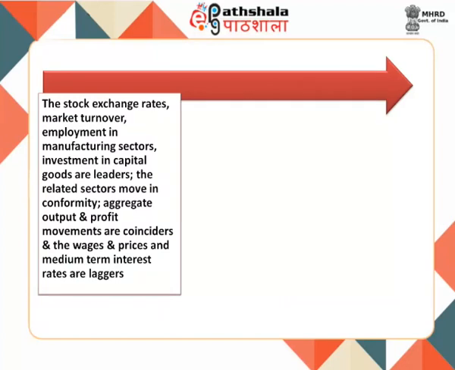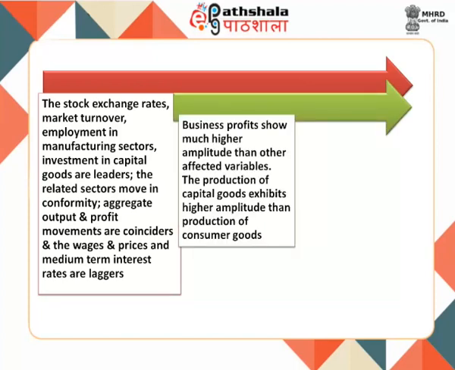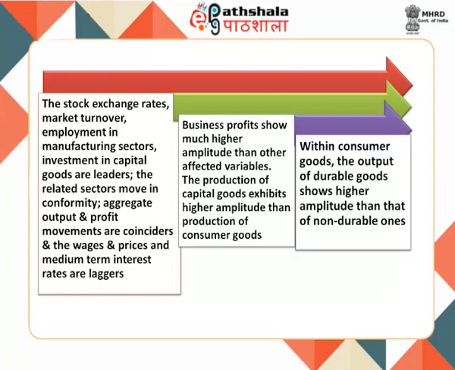Stock exchange rates, market turnover, employment in manufacturing sectors, and investment in capital goods are leaders. The related sectors move in conformity. Aggregate output and profit movements are coinciders, and the wages and prices and medium-term interest rates are laggers. Business profits show much higher amplitude than other affected variables. The production of capital goods exhibits a higher amplitude than the production of consumer goods. Within consumer goods, the output of durable goods shows a higher amplitude than that of non-durable ones.